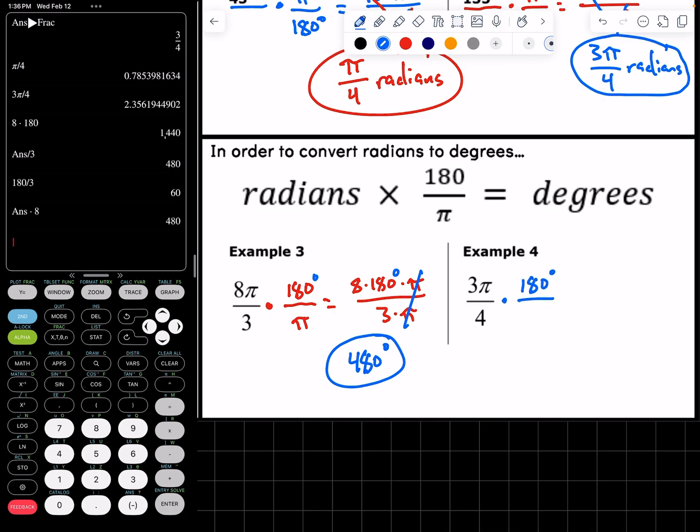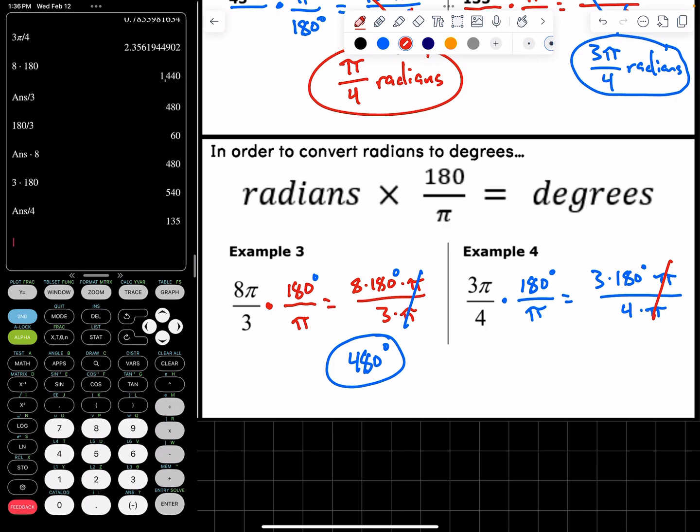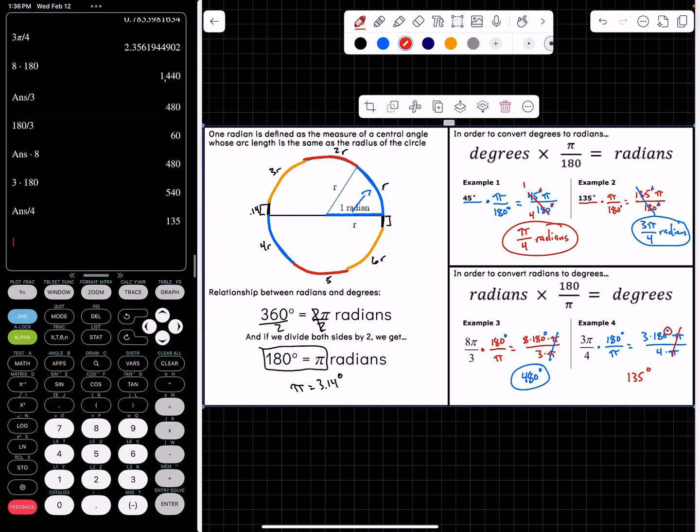We're going to do the same thing over here, 180 degrees over pi. So that's going to equal 3 times 180 degrees times pi over 4 times pi. My pi's cancel out, so I'm left with 3 times 180. Divide that by 4, I get 135, and I am left with that degree symbol, and so that would be my final answer.